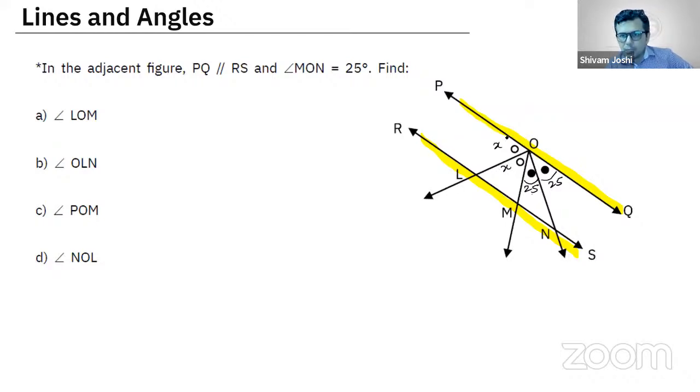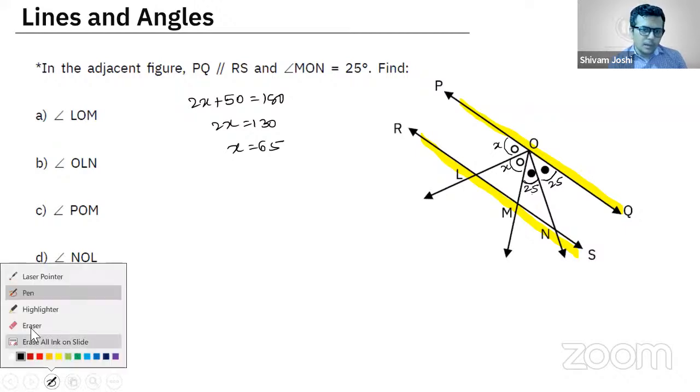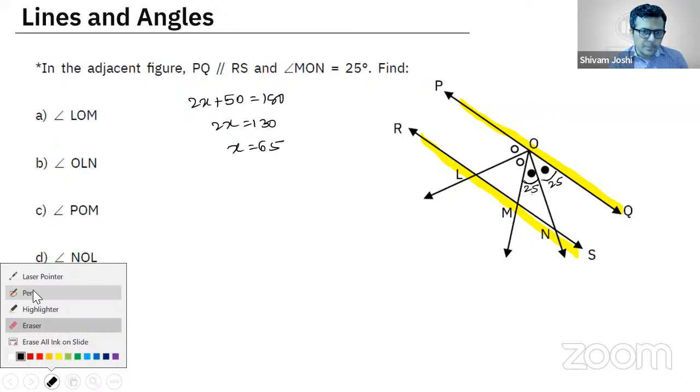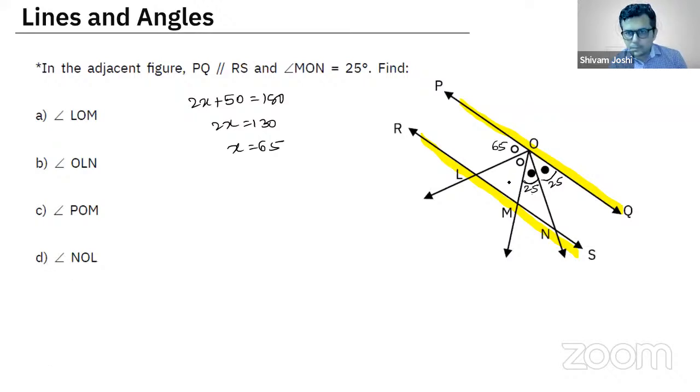Now can we say that this x plus this 25 and plus this 25 will make a straight line? So I can say 2x plus 2 times 25, which is 50, is 180. So 2x is 130 and therefore x is 65, right? So I can write 65 in place of x. Now, can we answer these questions?